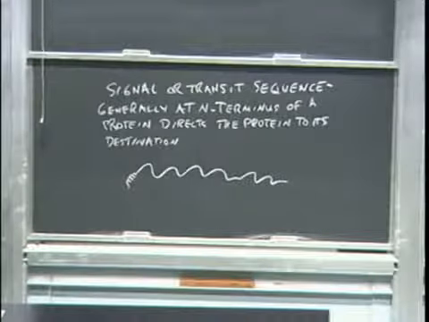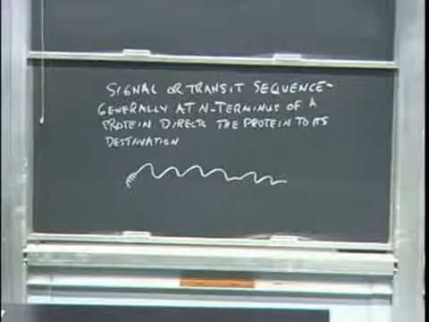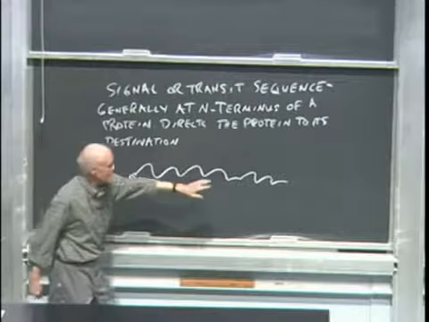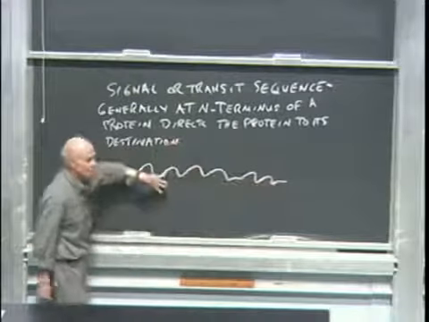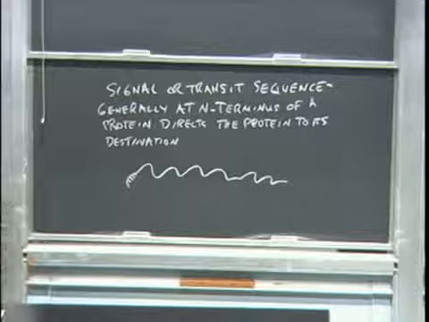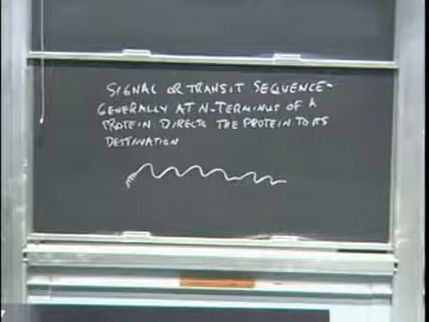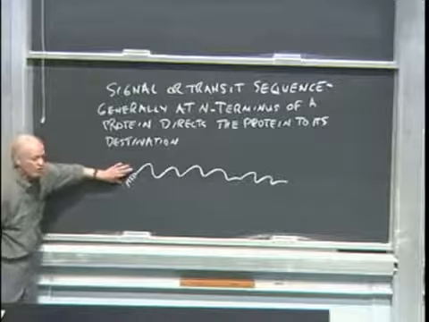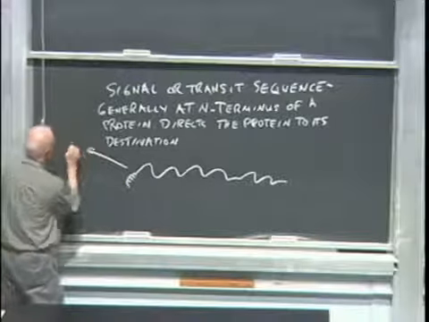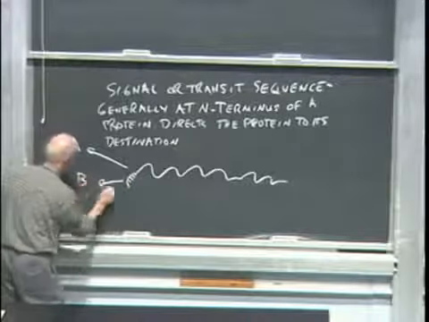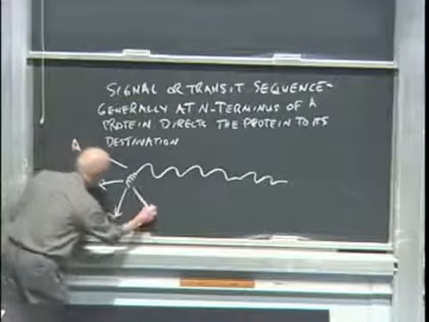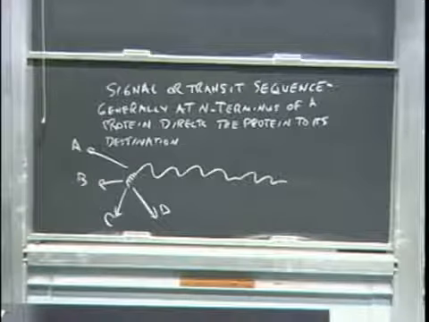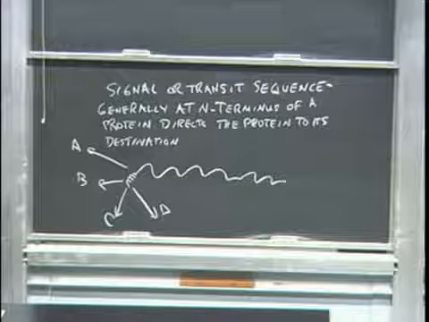In some cases, unfortunately, life isn't as easy as we would like it to be. This signal sequence is sometimes at the C-terminal end, and sometimes it's actually internal in the protein. But for our purposes, I want you to think of the signal sequence as a region, a series of amino acids at the N-terminal that allows this protein to go to A, B, C, or D, the four destinations of proteins made on free ribosomes in the cytosol.